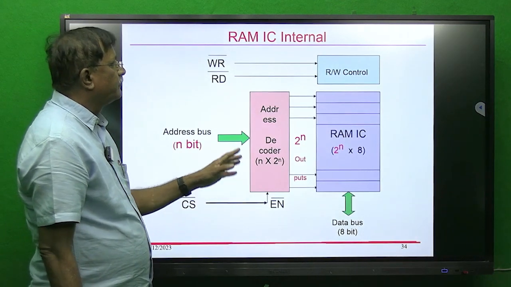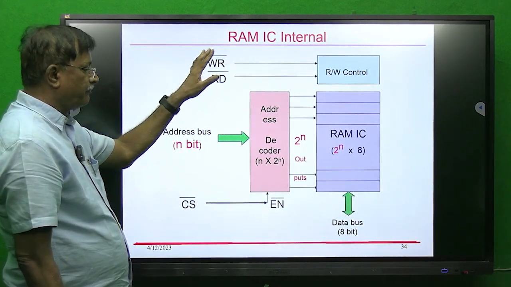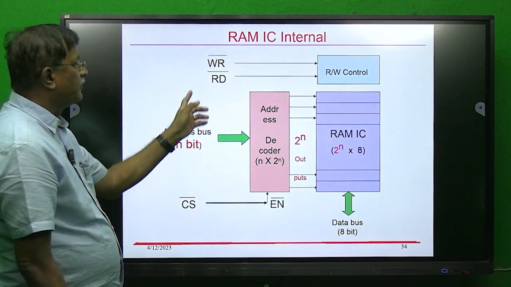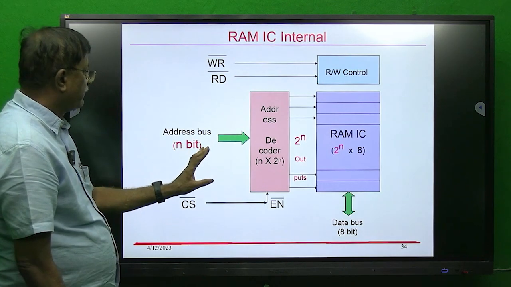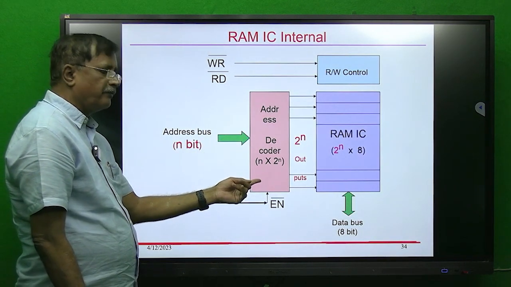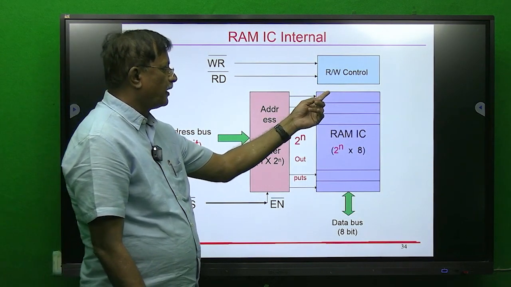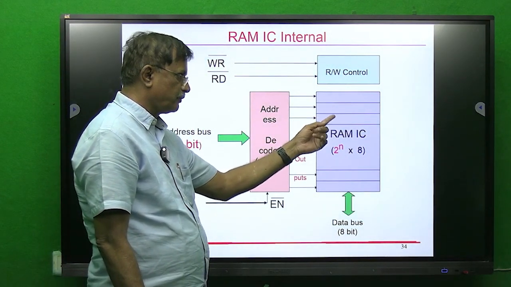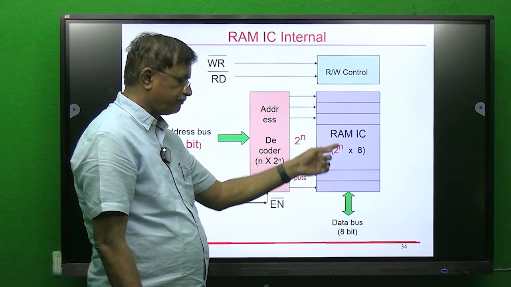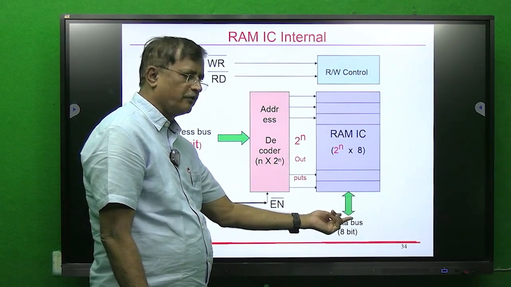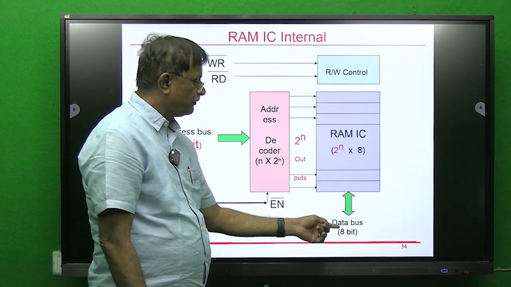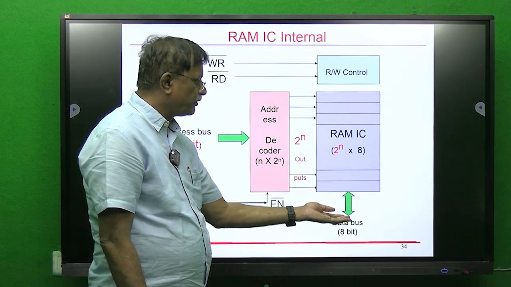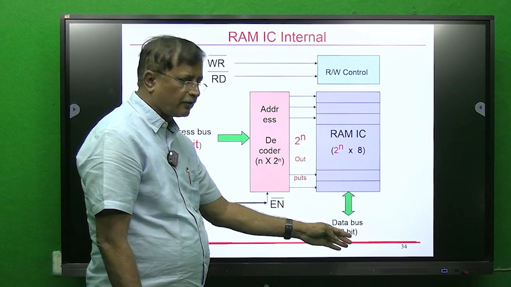So this is the general format of a RAM IC. What does it consist of? A RAM IC, meaning a memory IC, will have this type of circuit where there is an address decoder inside it. There is an array of registers. A number of registers are there. Each register will store an 8-bit binary number. And there is a data bus which is 8-bit. This 8-bit data bus is bidirectional. It is bidirectional because you can write data into this IC or you can read data from this IC.